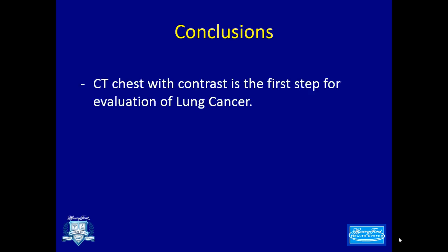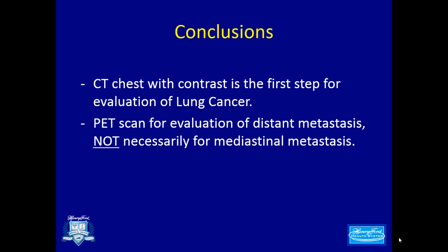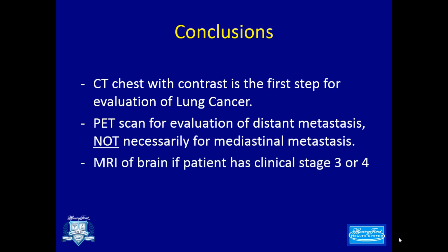So, conclusions. CT chest with contrast is definitely the first step for evaluation of lung cancer, as we talked about. PET scan can be used for evaluation of distant metastasis, not necessarily for mediastinal metastasis. Please do not order a PET scan just to see how the mediastinum looks, because that's not the way to do it. MRI of the brain is indicated if you suspect that the patient has a clinical stage 3 or 4.